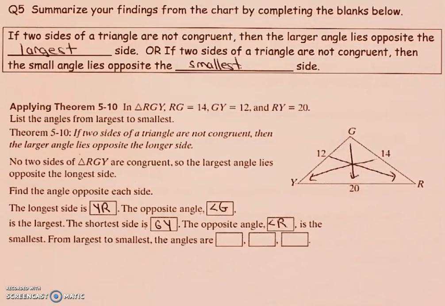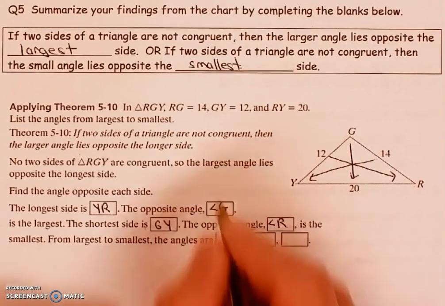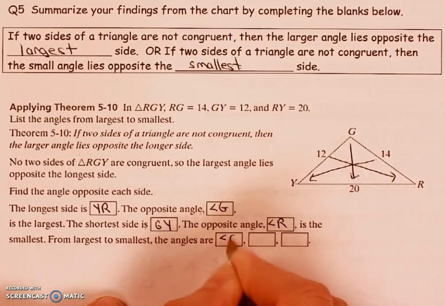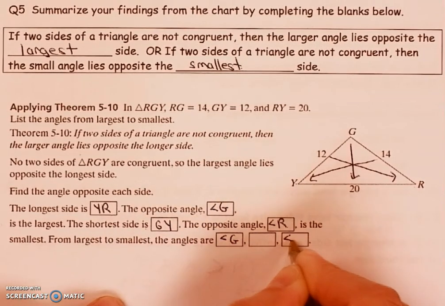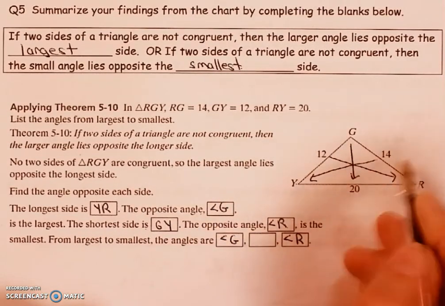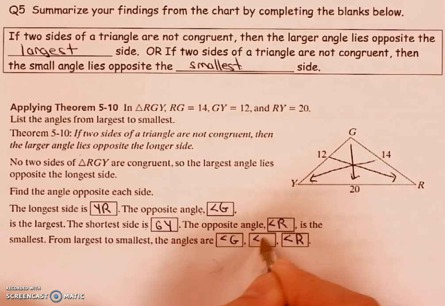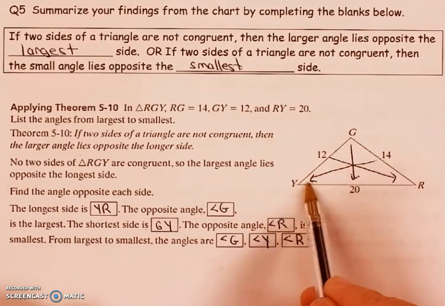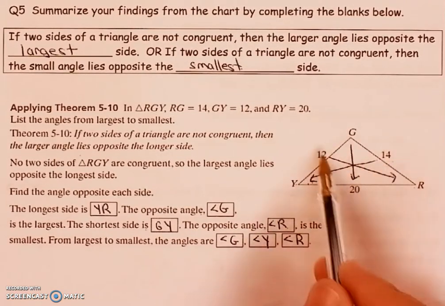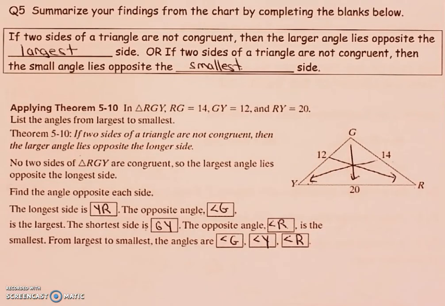So from the largest to the smallest, we already figured out the largest angle is angle G. We figured out the smallest angle is angle R, and notice angle Y is the angle in between those, which makes sense because its side is 14, which again is between 12 and 20.